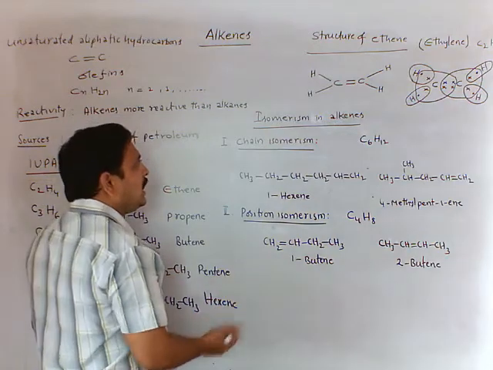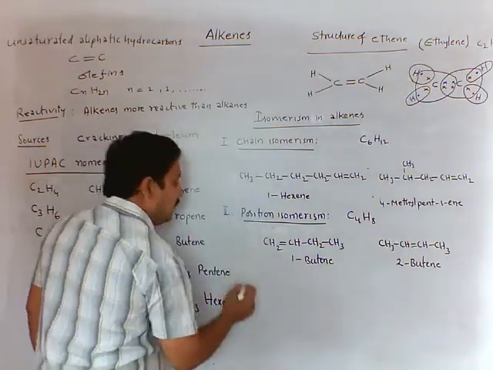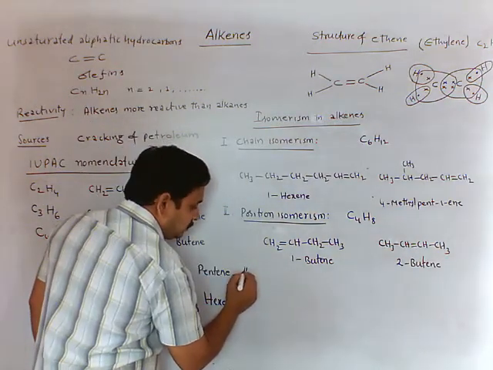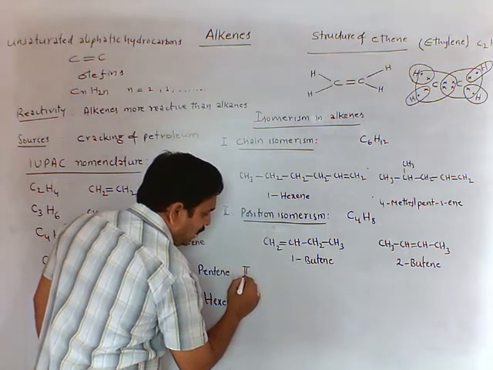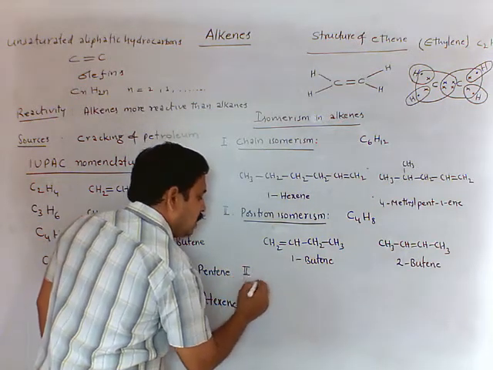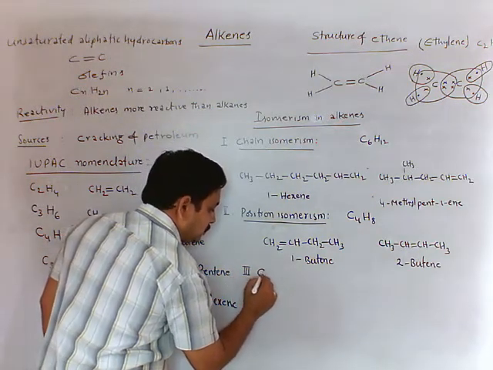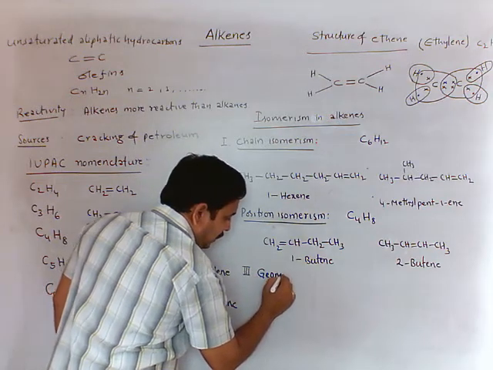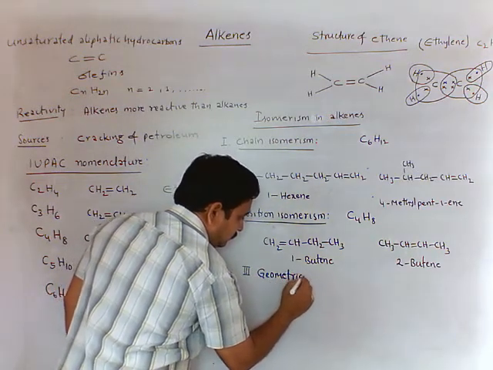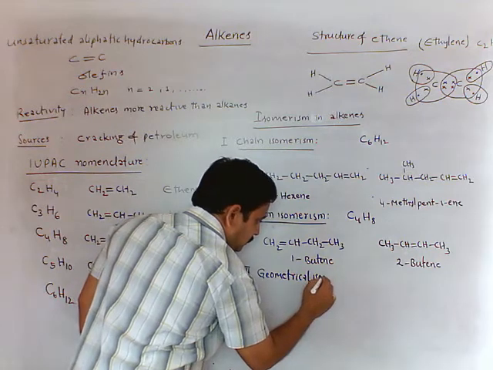And another kind of isomerism also exhibited by alkenes, that is stereoisomerism, that is geometrical isomerism.